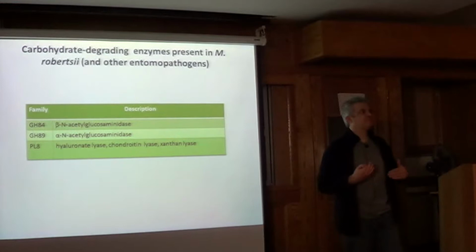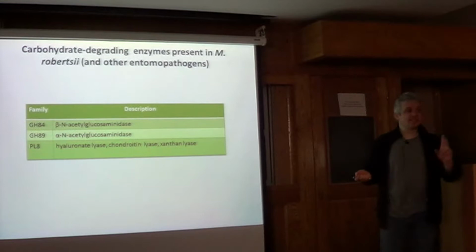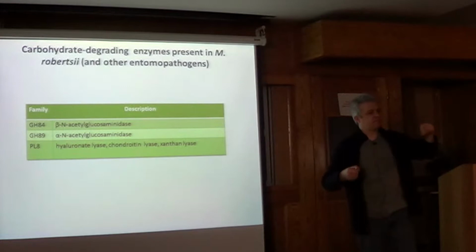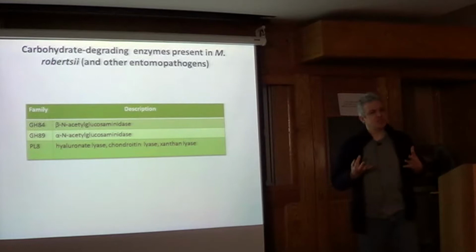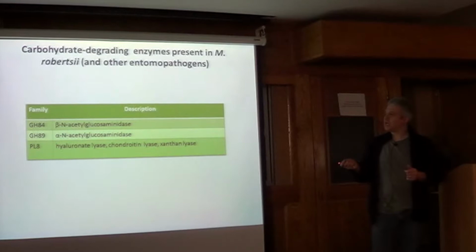Particularly, this is interesting. I'll show you something about this before. These are single genes that the entomopathogens have and other fungi don't have. But a single gene can make a big difference. This seems to be acquired by horizontal gene transfer because it's very similar to some bacteria. This, I'm not sure. This is very similar to animal.